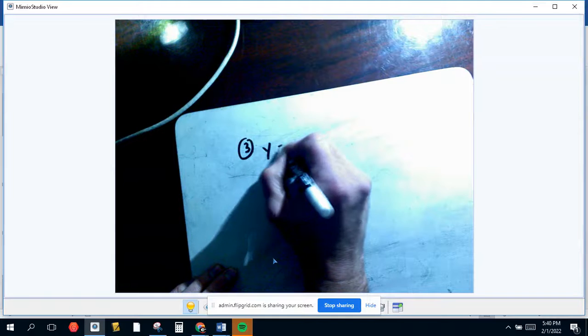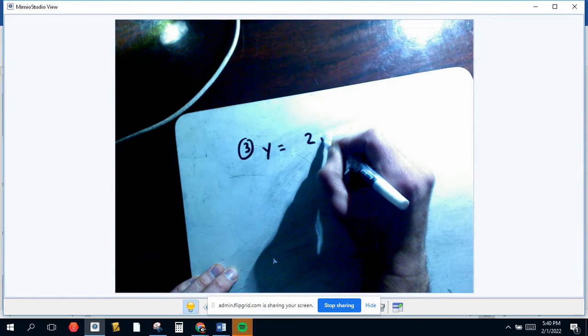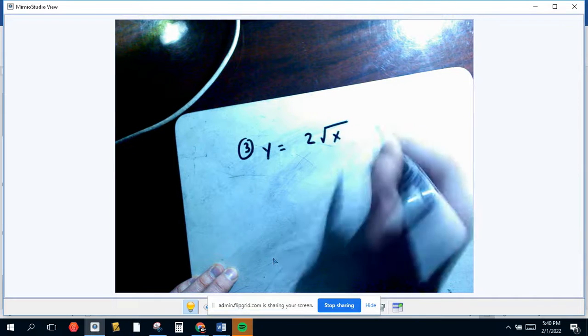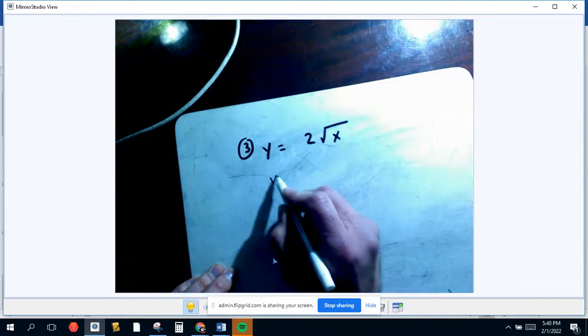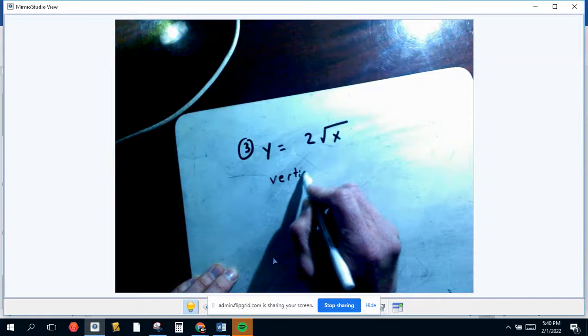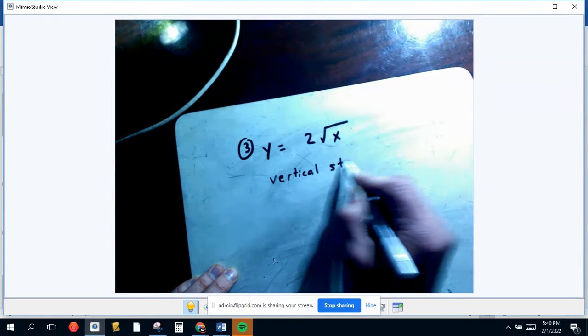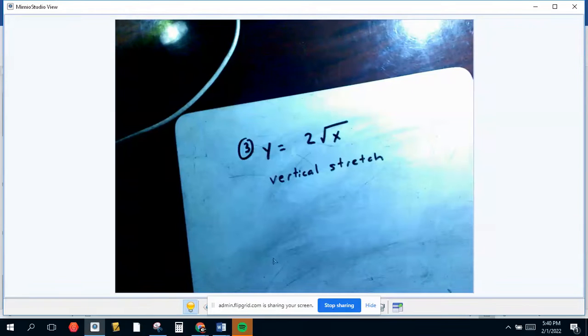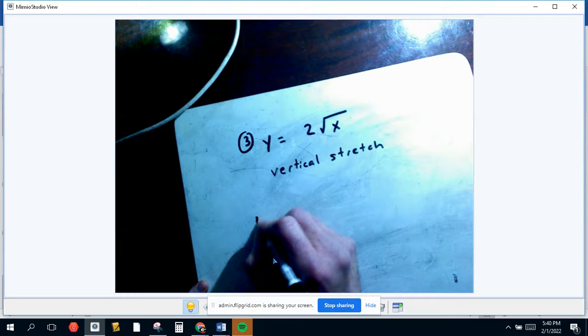I'll erase on my hand here. Let's say, just to exercise that, a third example that I'm doing, y equals 2, and it could be cube root. We'll keep everything square root here for this sake. This will be a vertical stretch. Okay, this would be a situation where you are stretching or making the graph more steep.